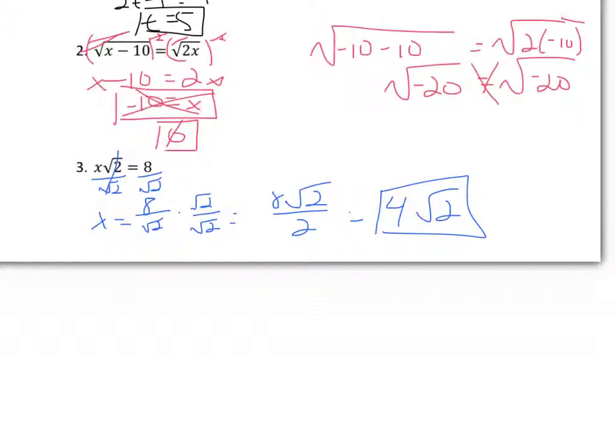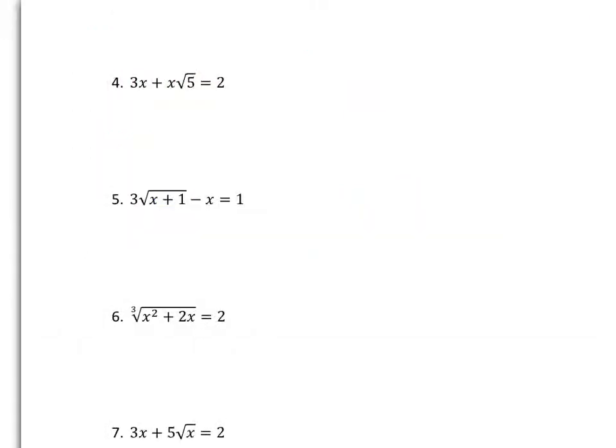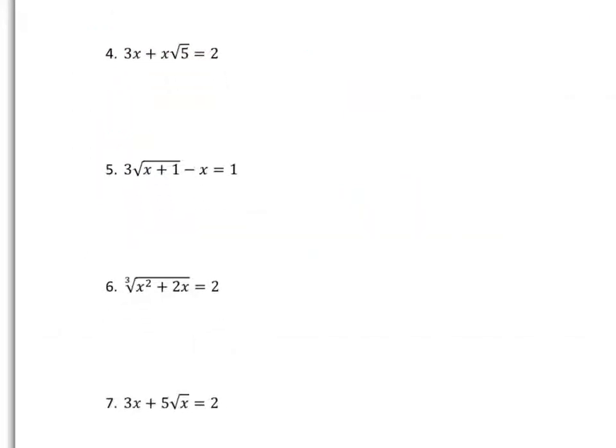Now, those types of problems, when you don't have to square both sides or cube both sides or whatever, you don't really need to go back and check. You obviously can check because it's just good habit, right? So 4 root 2 times root 2 is going to be 4 times 2, which is 8. So that works anyway, but you don't have to check. It's not as paramount for those types of questions.